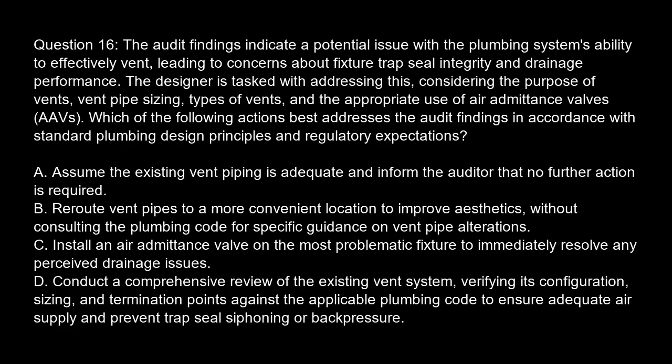Option A. Assume the existing vent piping is adequate and inform the auditor that no further action is required. Option B. Reroute vent pipes to a more convenient location to improve aesthetics without consulting the plumbing code for specific guidance on vent pipe alterations. Option C. Install an air admittance valve on the most problematic fixture to immediately resolve any perceived drainage issues. Option D. Conduct a comprehensive review of the existing vent system, verifying its configuration, sizing, and termination points against the applicable plumbing code to ensure adequate air supply and prevent trap seal siphoning or backpressure.